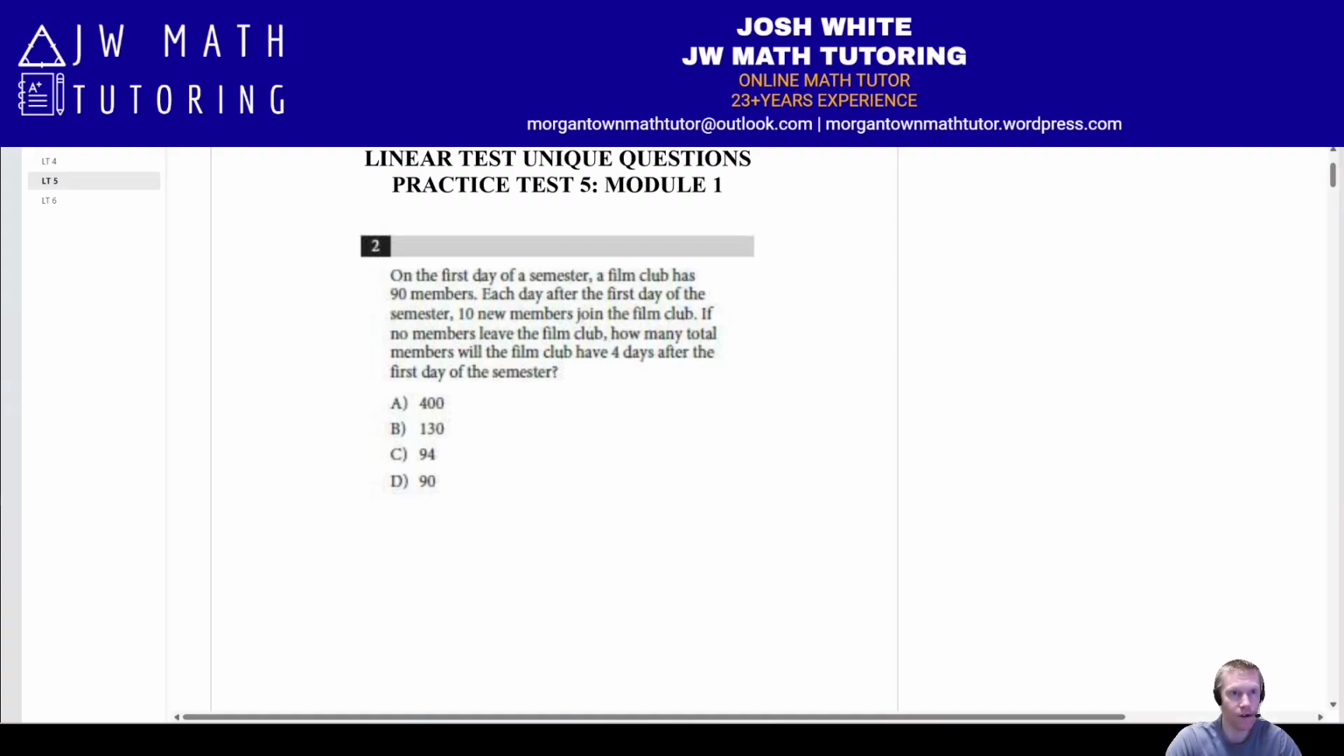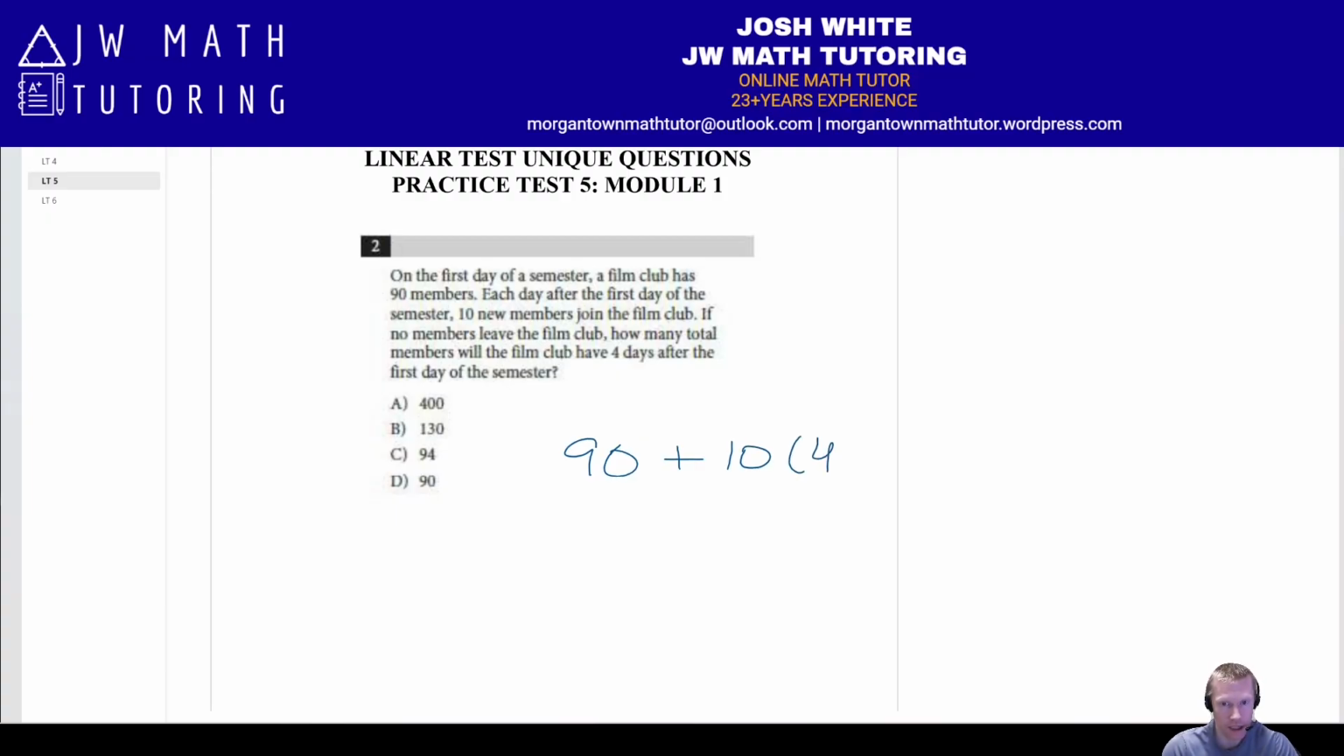All right, first question we have here is number 2, and basically you have this film club starting with 90 members, and each day after the first day, 10 new members join. How many total members will it have 4 days after the first day? So this is just starting at 90. This is basically a linear function, really. And then 10 new members per day times 4 days means we're going to be adding 40 new members. Therefore, we will have 130 total members. The correct answer for this problem is letter B.